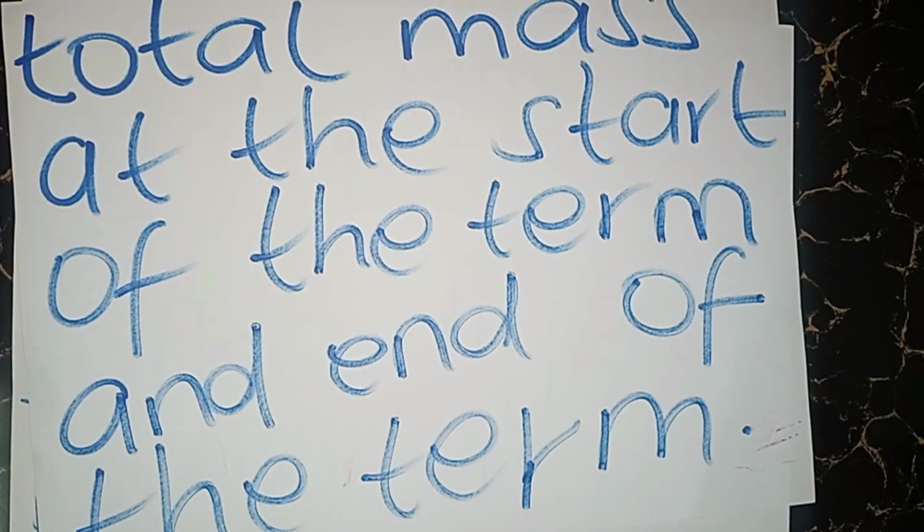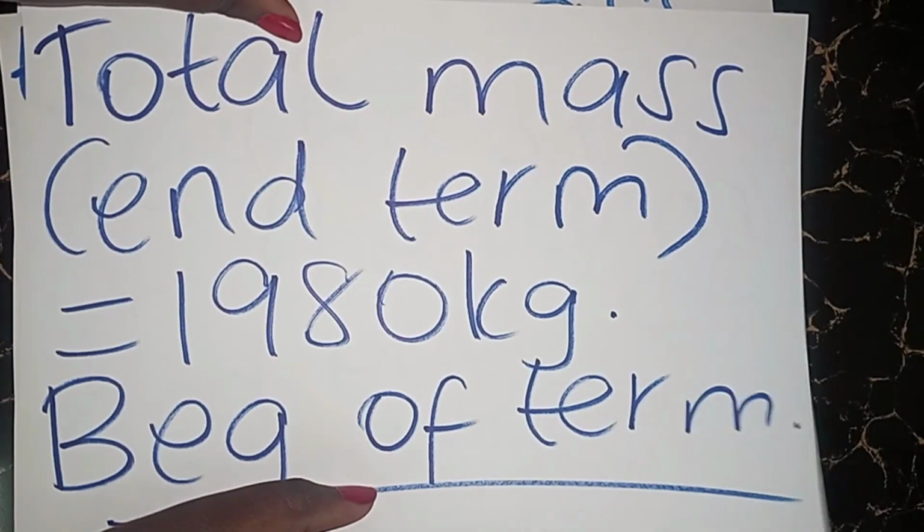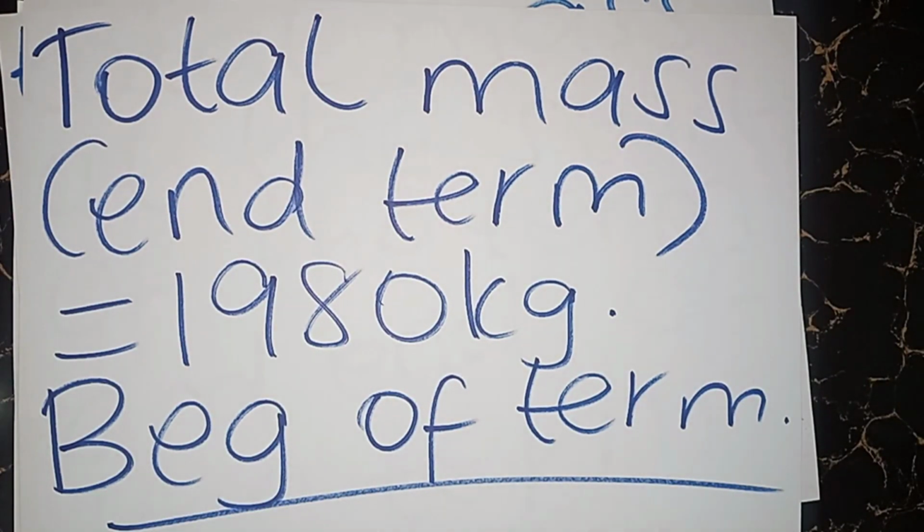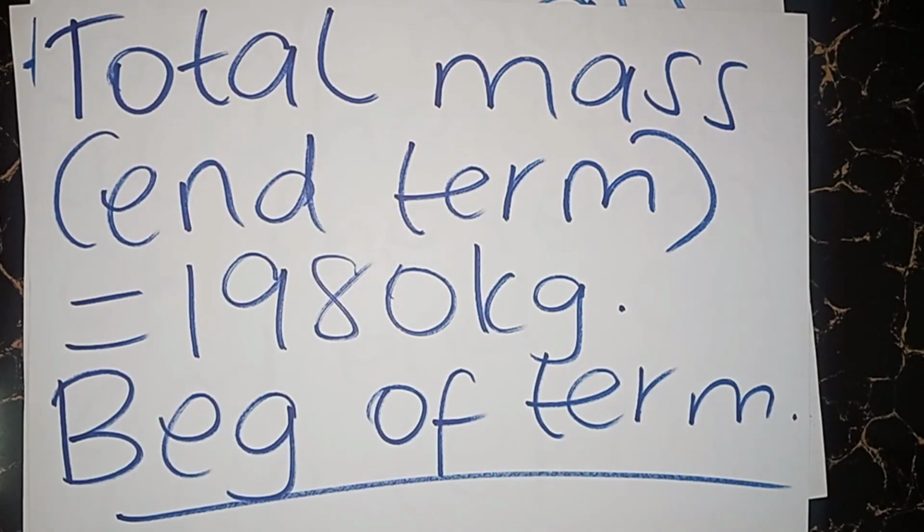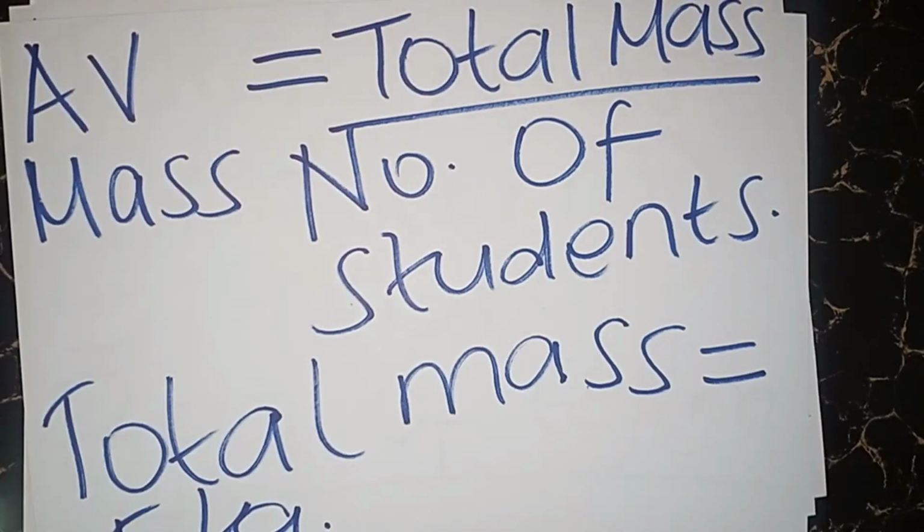Now, because of part A, we know that the total mass at the end of the term is 1,980 kgs. So let's now calculate the total mass at the beginning of the term. We've also been told that the average mass of students is 41 kgs at the beginning of the term. And when we were doing part A, we established that the average mass is derived by dividing the total mass over the number of students.